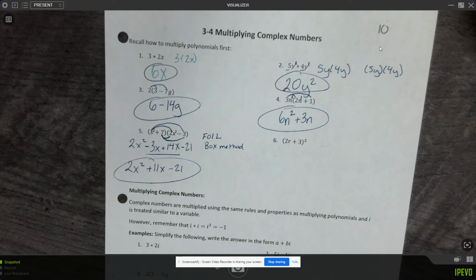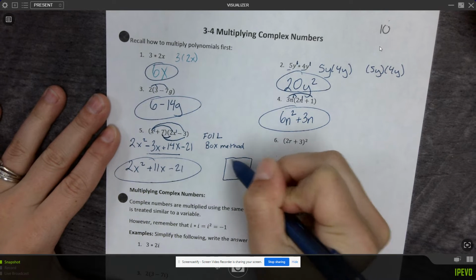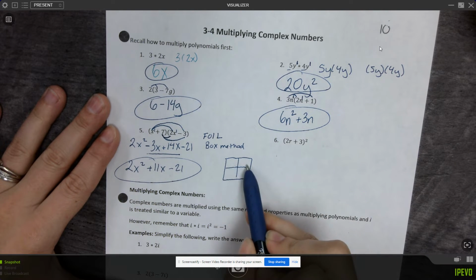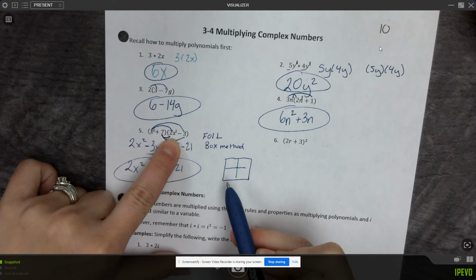Okay. Now I'm going to show you the box method, in case you remember that, or in case you don't remember this and you want to see if you remember the box method. You're going to make a box. My box is going to be a 2 by 2 because I have 2 terms by 2 terms.